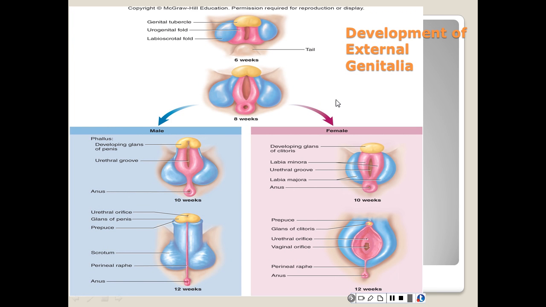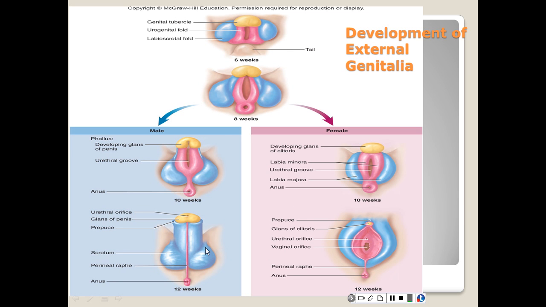So here we have it in this particular diagram, our week 6 and week 8. Now in the males, around week 10, we have the anus that is formed here. We have the development of these glands to help form the penis, correct? Also called the phallus. So the genital tubercles are going to elongate, and they're going to help form the penis by week 12.